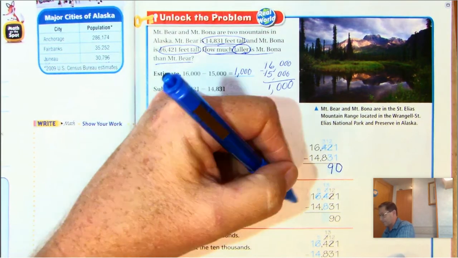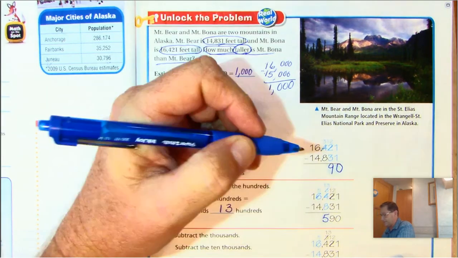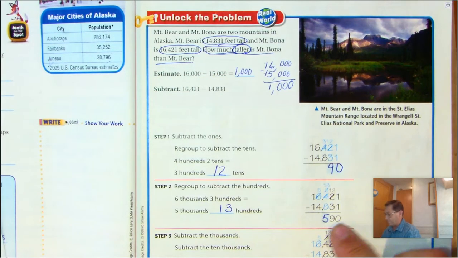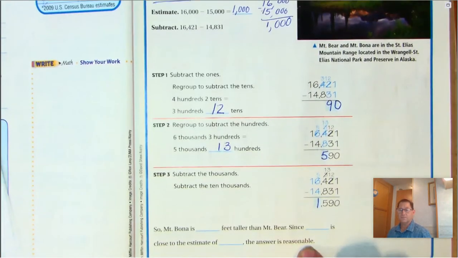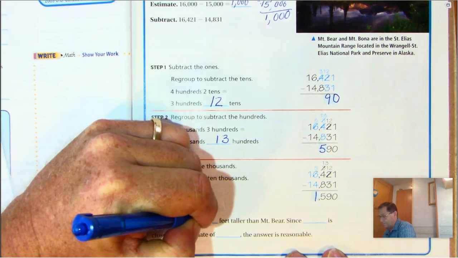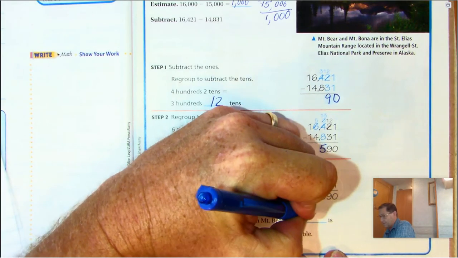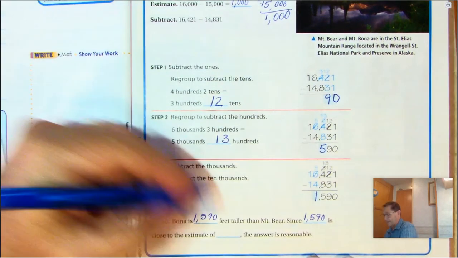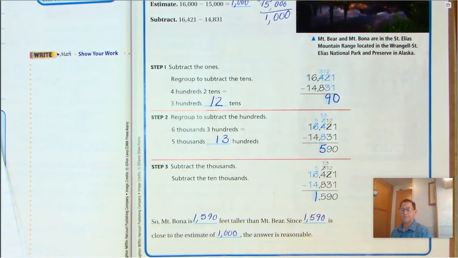Sorry. 13 hundreds take away 8 hundreds is 5 hundreds. Now 5,000 take away 4,000 is 1,000, and the 10,000s would be 0. So Mount Bona is 1,590 feet taller than Mount Bear. Since 1,590 is close to our estimate of 1,000, the answer is reasonable.